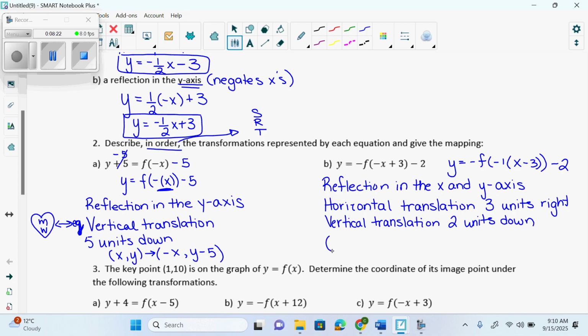And then our words and mapping are the same. So I want to reflect in the x and y axis. So I'm going to have a negative x, comma, negative y. I have to do 3 right, so I'm going to add 3. I have to go 2 down, so I'm going to subtract 2.